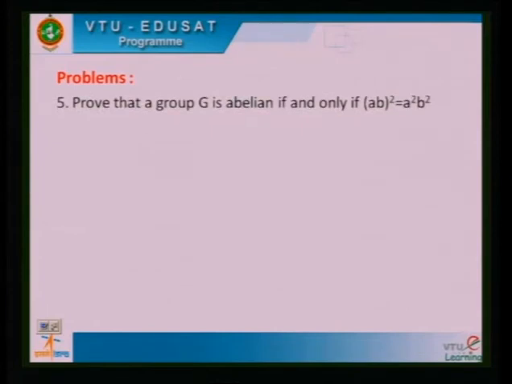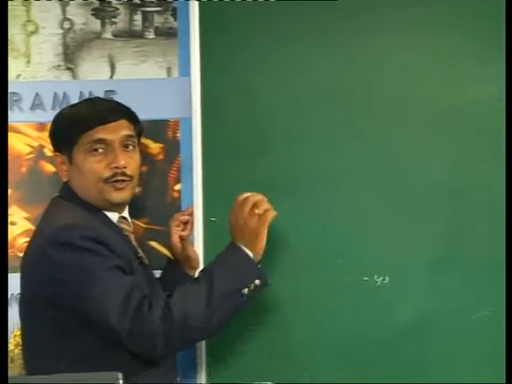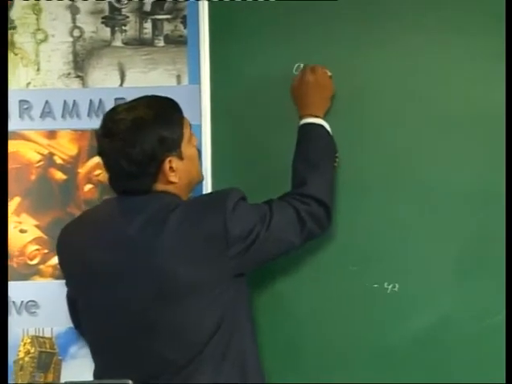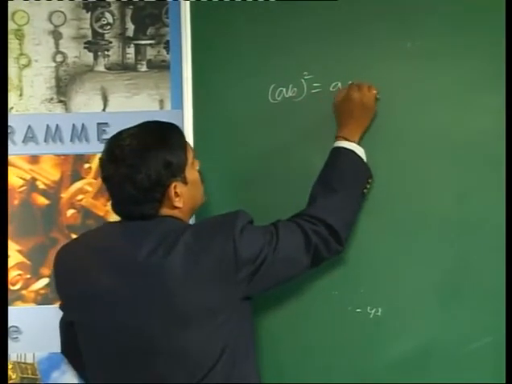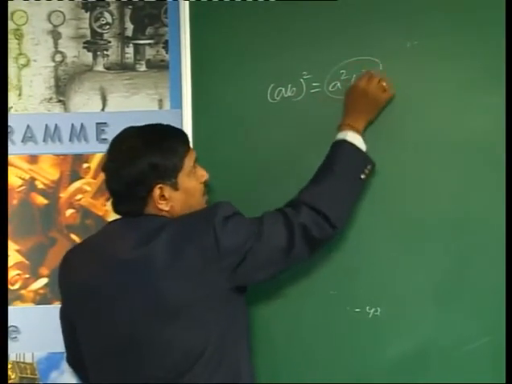Similarly, you can prove that G is abelian if and only if (AB)² equals A² into B². Here we can start with (AB)² written as AB into AB, and because it is already given that it is an abelian group, I will give you one of the examples of this problem, because the if and only if condition is there: (AB)² equals A²B². We want to prove this.